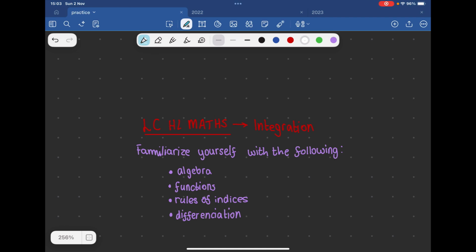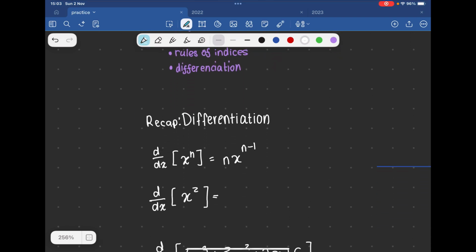This is because you're going to need to know how to use your algebra skills and your rule of indices skills to make a question a lot easier. So I'm going to start this topic by recapping differentiation, particularly the power rule, because when we are integrating, although there are a multitude of ways that we can integrate a function, in Leaving Cert you're just required to know how to integrate using the power rule.